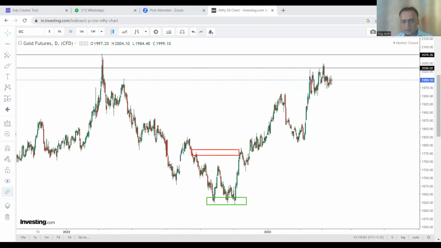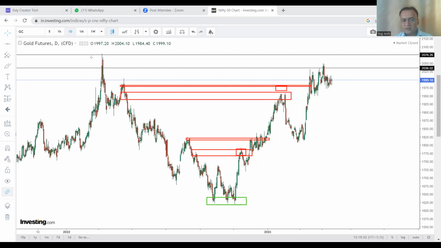Whenever gold came to this area, gold faced resistance. Whenever gold came to this area, gold faced resistance. So these are the resistance supply zones. Whenever gold came to this area, it faced resistance. You can say it's just like a resistance over here. This is the reference resistance.